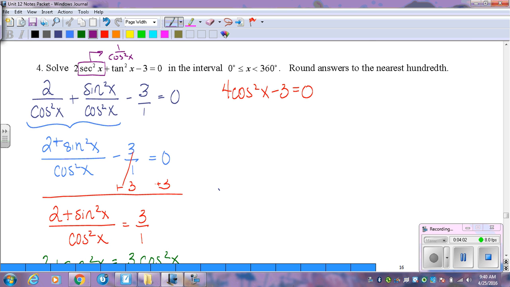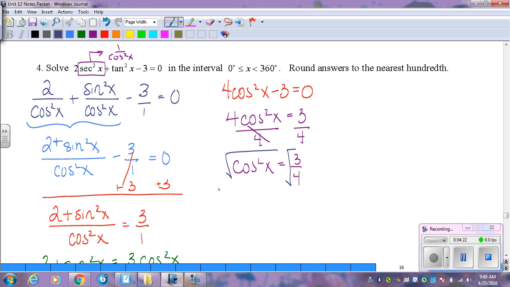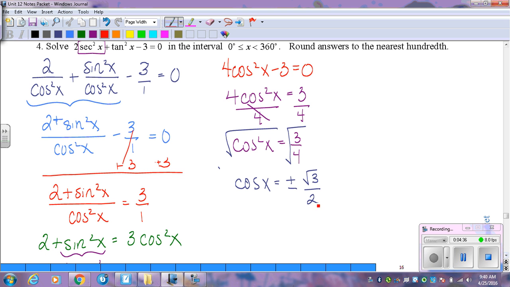All right, I'm going to solve for my cosine value. So I'm going to add 3, kind of back to where I started from, but that's okay. And then I'm going to divide by 4. So I now have cosine squared x equals 3/4. Now, how do I undo a squared? Good, we're going to square root that. So I now have the cosine of x is equal to, don't forget your plus or minus, radical 3 over 2. Oh, radical 3 over 2. I think I have heard of that value before.